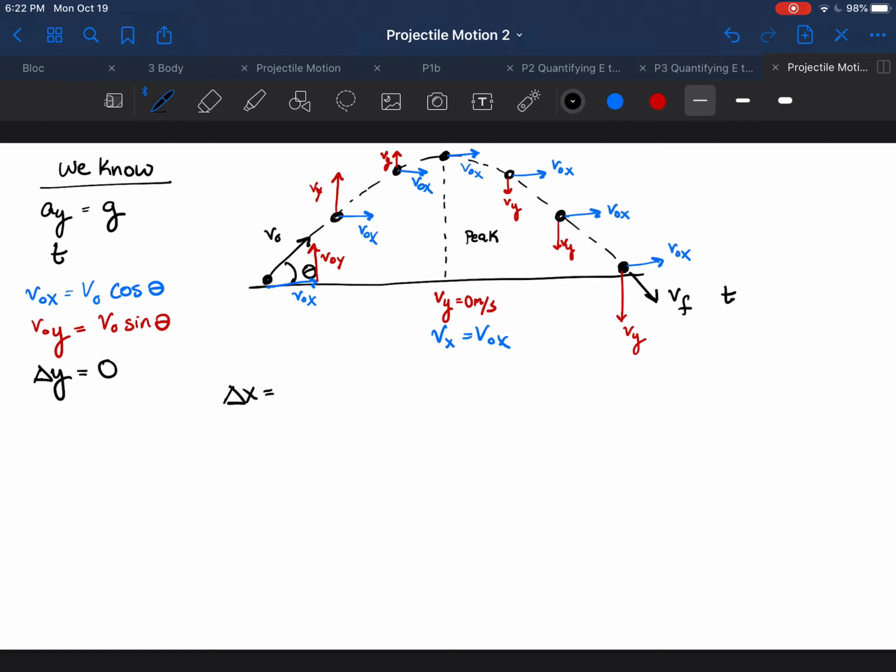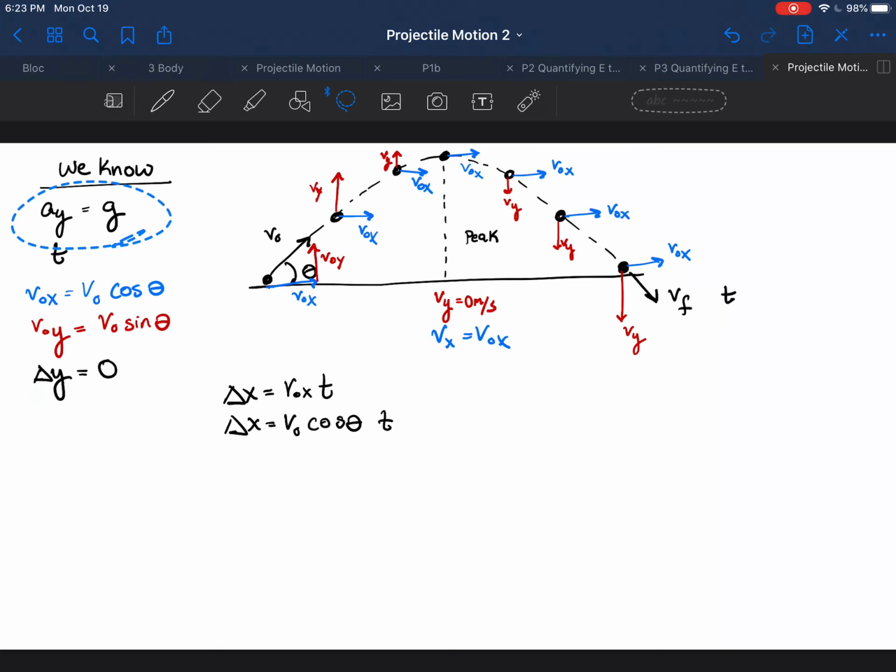Well, I want to derive an equation for its range. Delta x equals v0x times t, or delta x is equal to v0 cosine theta times t. Now the problem is I don't want to have t in my answer here, so I'm going to have to pick a y direction equation and solve for time, and then plug it back into my x direction equation to eliminate it.